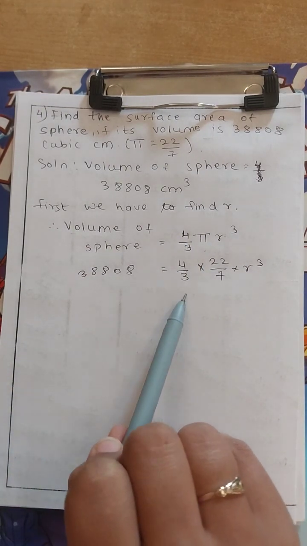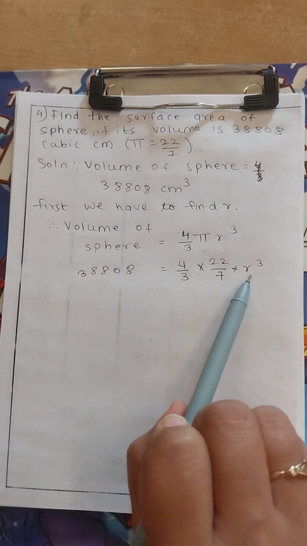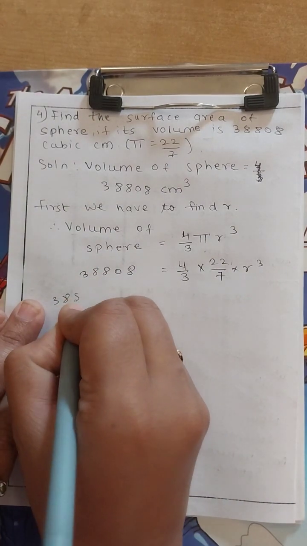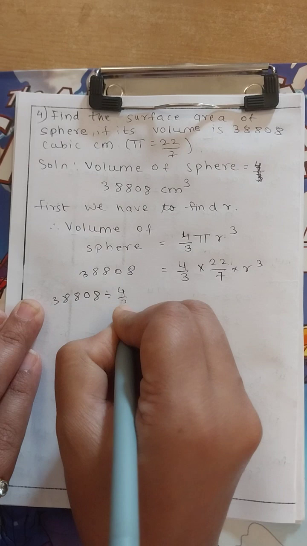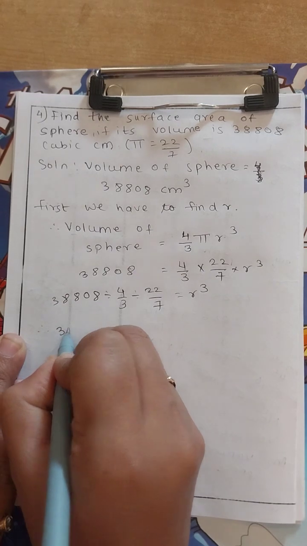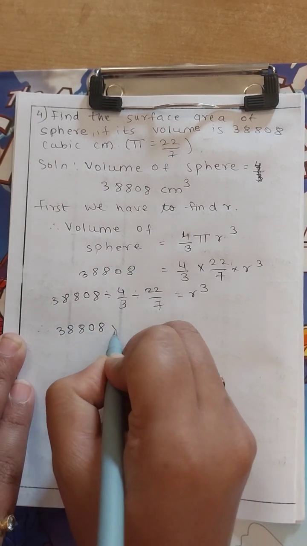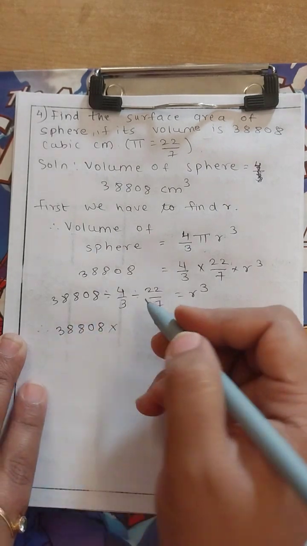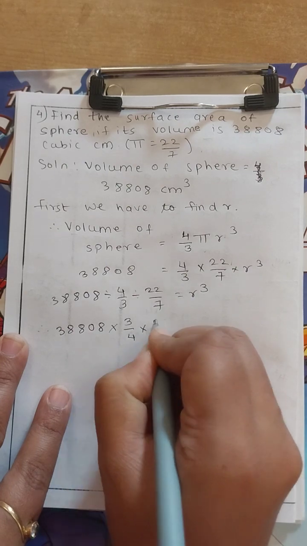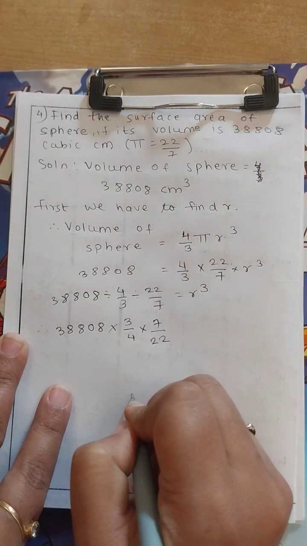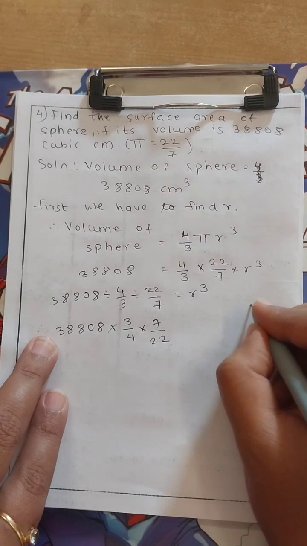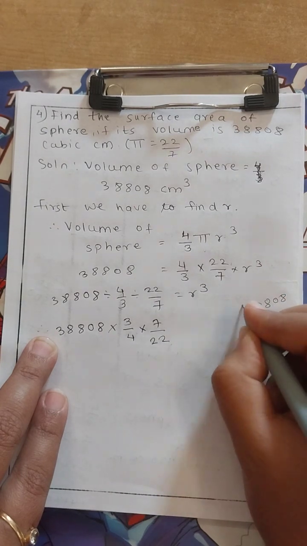38,808 is equal to 4/3 into 22/7 into r cube. Let's move these two to this side. 38,808 divided by 4/3 divided by 22/7, which is equal to r cube. Division does not take place in the fraction, therefore you have to do multiplication and take the reciprocal of this. 3/4 into 7/22. Now let's check 38,808 divided by 22. Let's check if it is dividing.